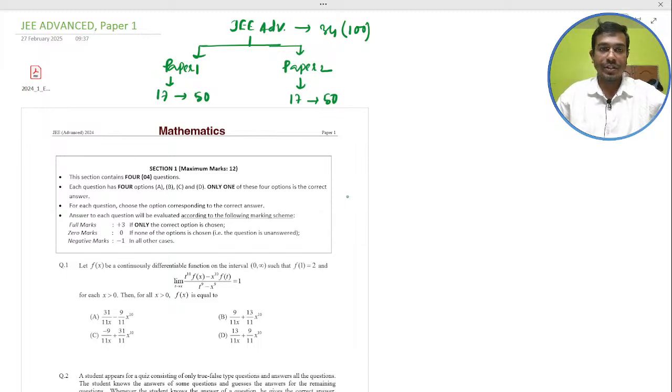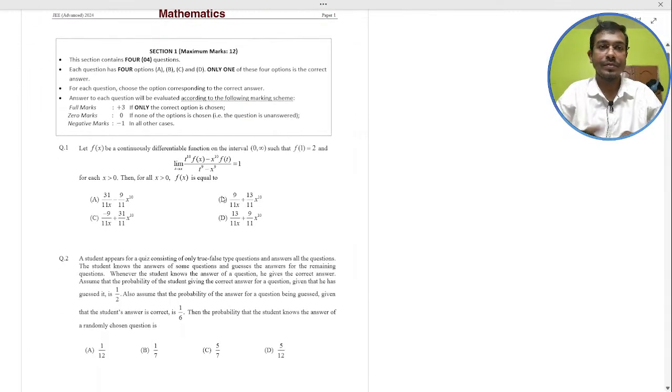Okay. We now discuss the physics and the mathematics. First one, JEE Advanced 2024, conducted by IIT Madras, paper 1, mathematics, section 1. Maximum marks is 12. The section contains 4 questions, and only one is correct. Basically, this is the MCQ section. So the number 1 question.